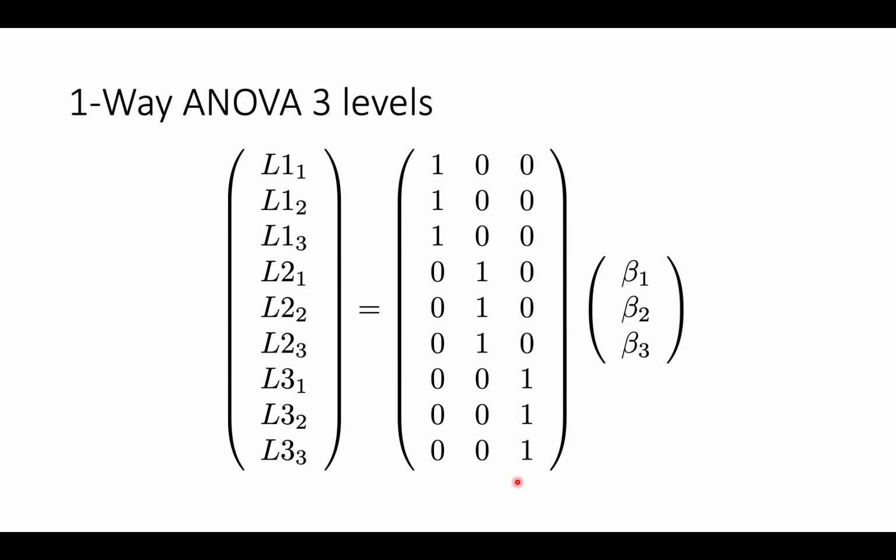I'm using what's called the cell means approach for the model. So the first regressor is the mean for level 1, the second regressor is the mean for level 2, and the third is for level 3. And therefore the parameters beta 1, 2, and 3 are the means for levels 1, 2, and 3 respectively.